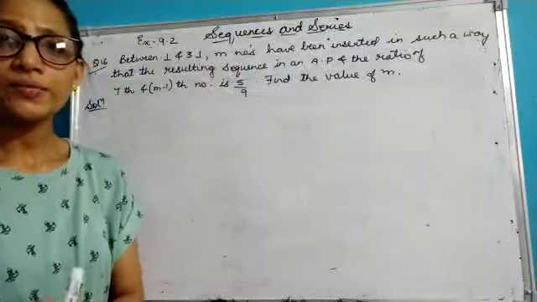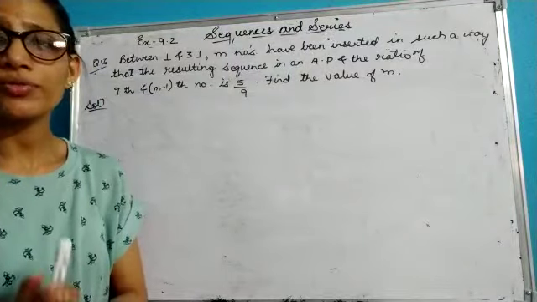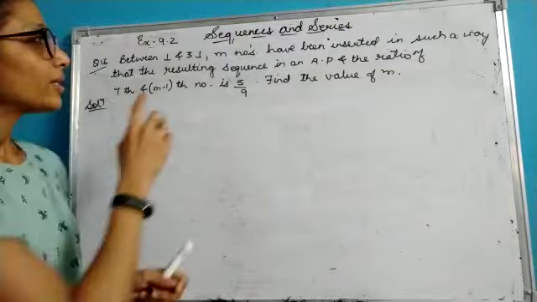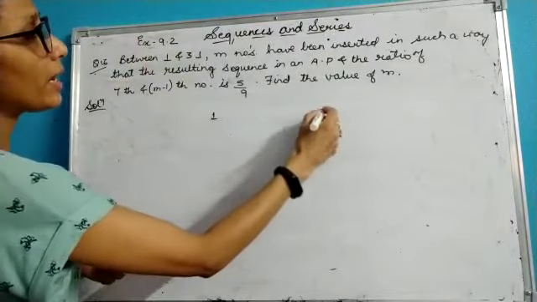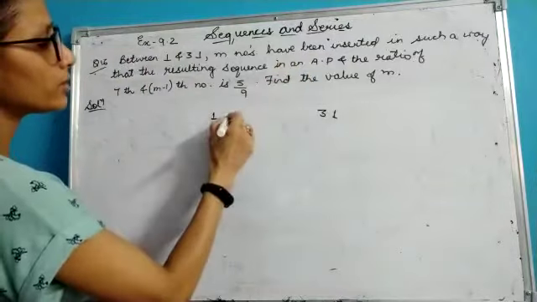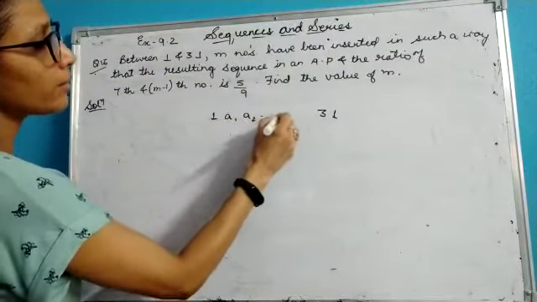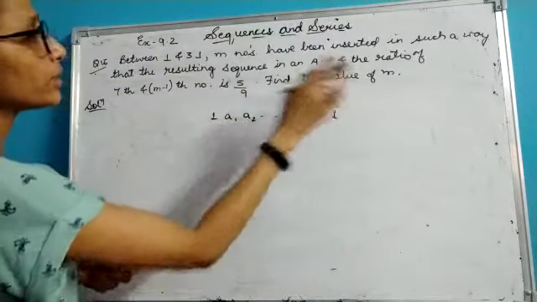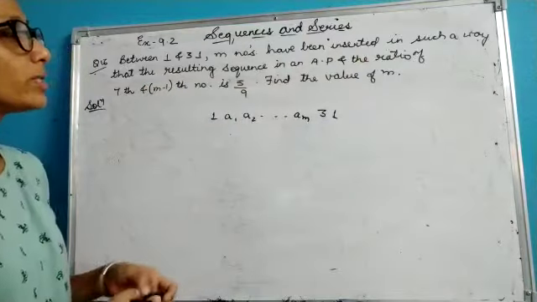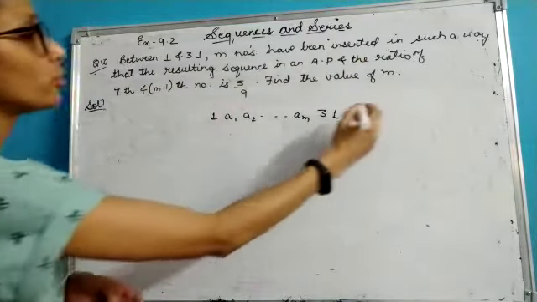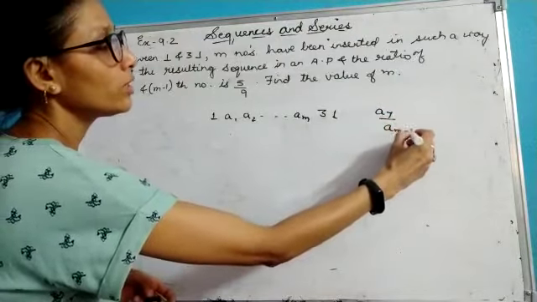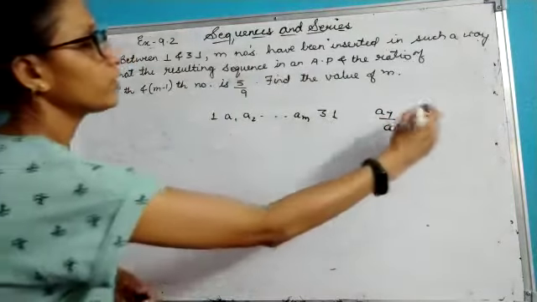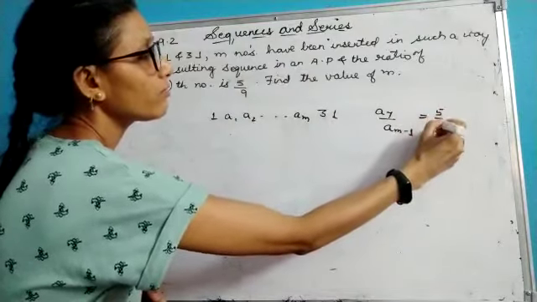Everyone, in this video we will take the questions of arithmetic mean. Now here it is given that between 1 and 31, m numbers have been inserted, such that the resulting sequence is an AP, and the ratio of the 7th term to the (m minus 1)th term is given to me as 5/9.